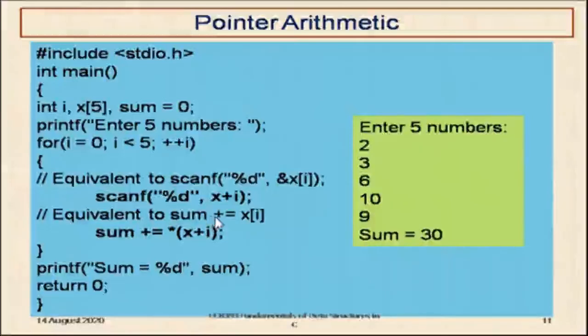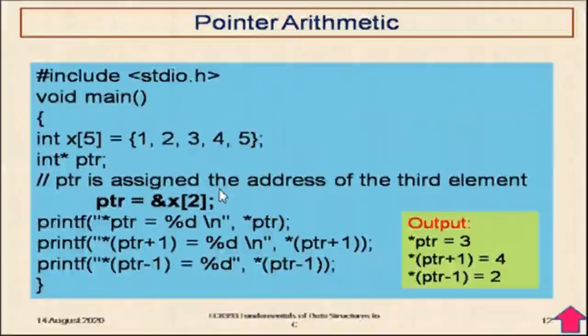Similarly, conventionally we are using sum += x[i], which is a shorthand operator, meaning sum = sum + x[i]. This statement can be replaced with sum += *(x+i). So x[i] can be replaced with *(x+i). Okay. So we have entered 5 values and the sum of the values is 30 for this example.